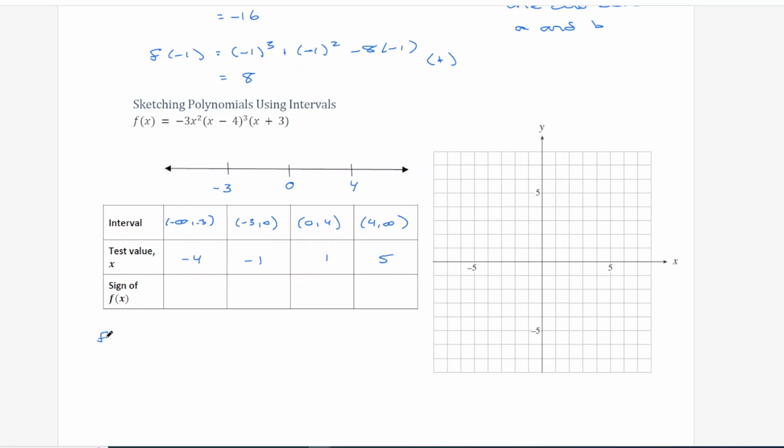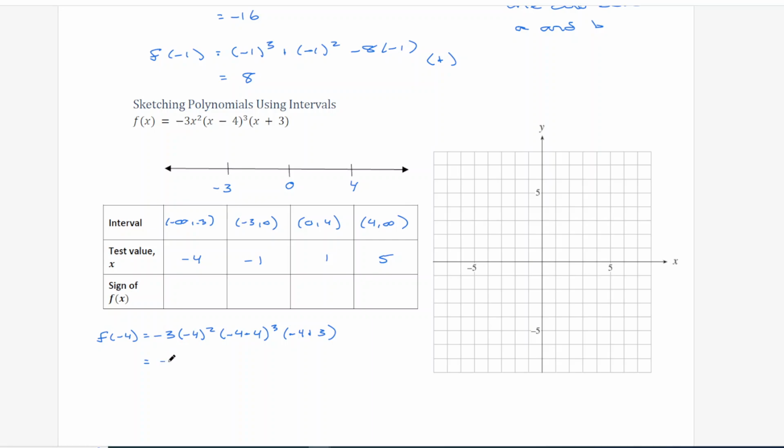So if we take this function and we plug in, first of all, negative 4, I would get negative 3 times negative 4 squared times negative 4 minus 4 cubed times negative 4 plus 3. And again, we're not finding the exact value of y because it won't fit on this grid, I can guarantee it. Instead, we just want to know the sign. So what I do is I cheat. You can plug this into your calculator and get a value, but for me, I'm lazy.